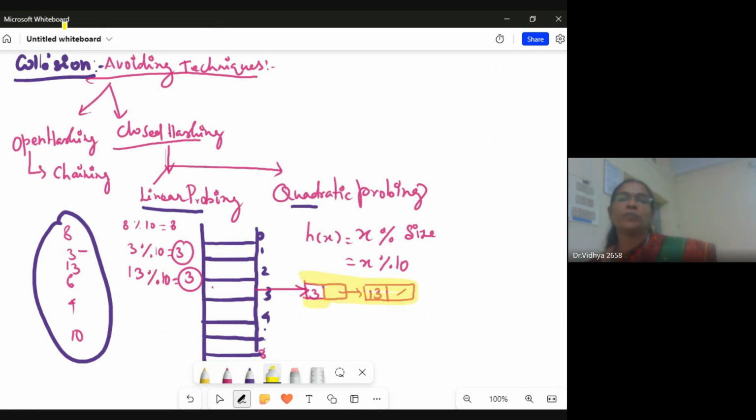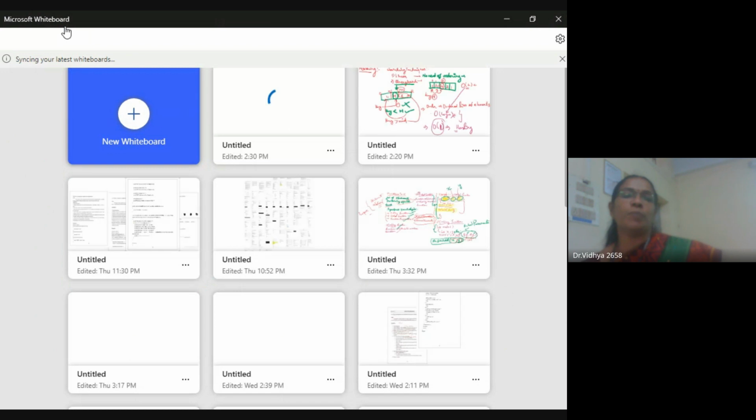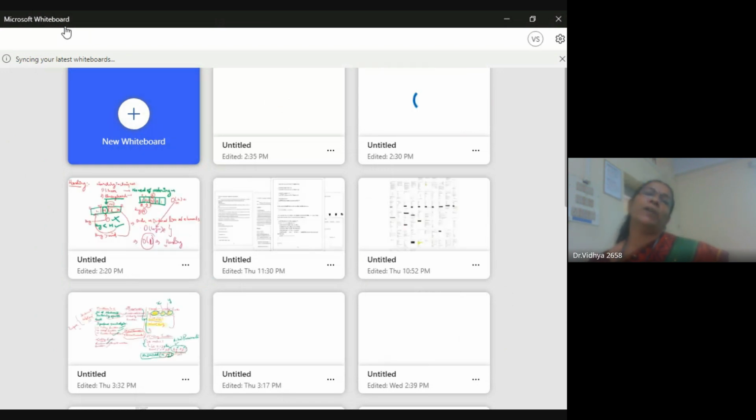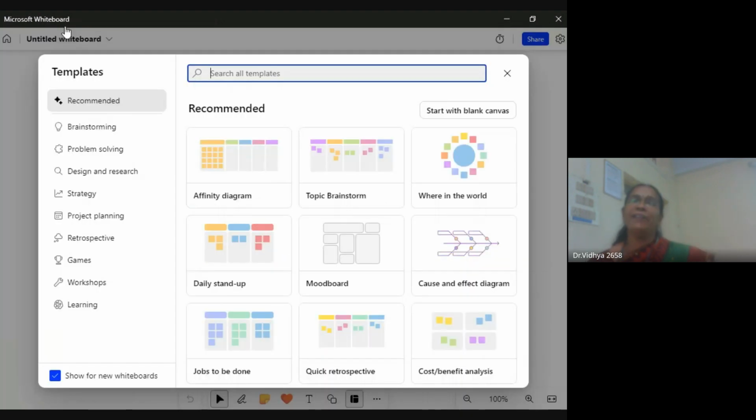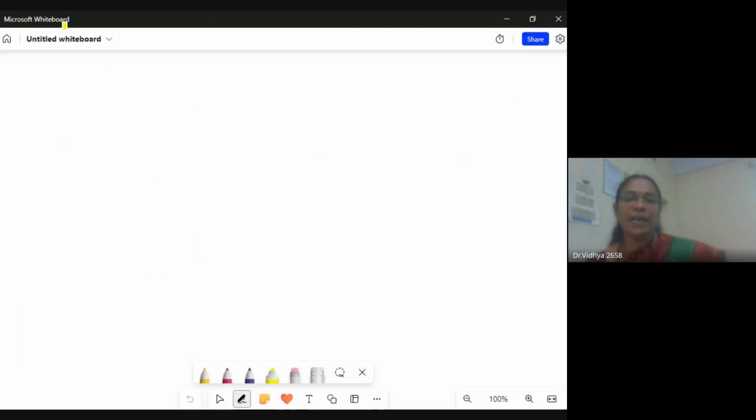The next one, we are moving to the next method. What's the next method of collision avoiding technique? We are using the linear probing method. What is the concept of linear probing? Now we will move to the concept of linear probing. In the linear probing method, we follow the procedure of identifying the next free position. That method is called the linear probing method.